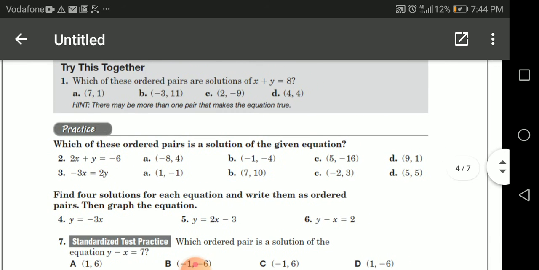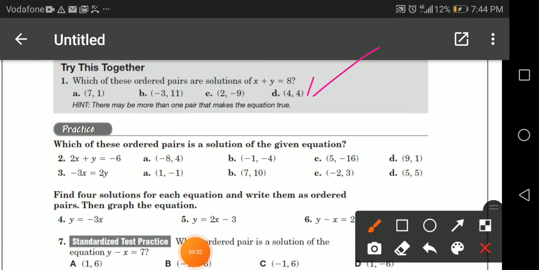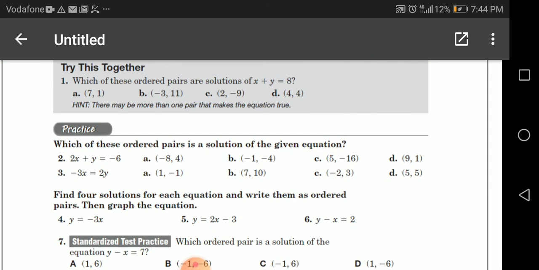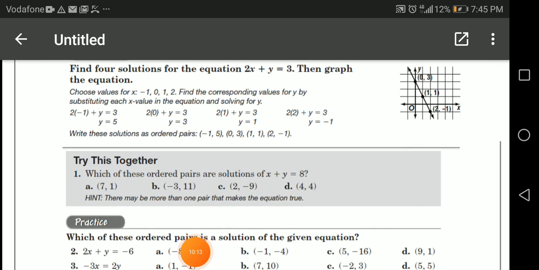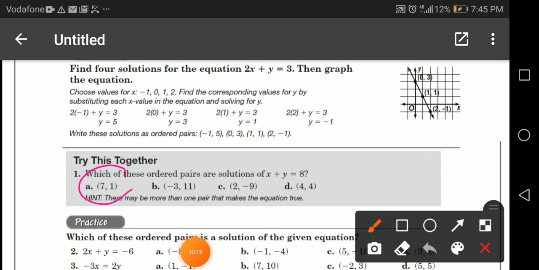Okay, he asks me which of these ordered pairs are solutions. Okay, I want to annotate this one. Which of these ordered pairs are solutions of x plus y equal 8? So what do you think, guys? What plus what gives me 8? Here, for sure, what if I substitute 4 for x and the other one for y? 4 plus 4 equal 8. So I think this is the solution, right or not? And also, if I look at this one, it will be 7 plus 1 gives me 8.